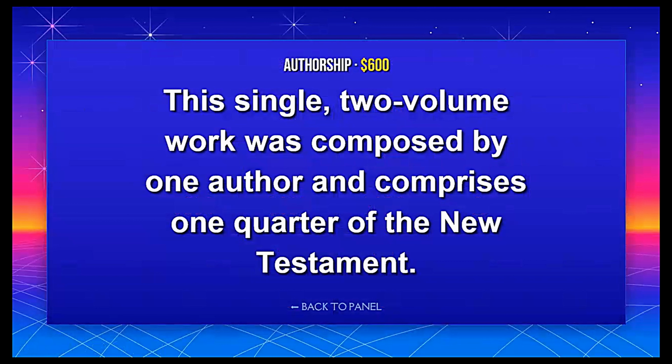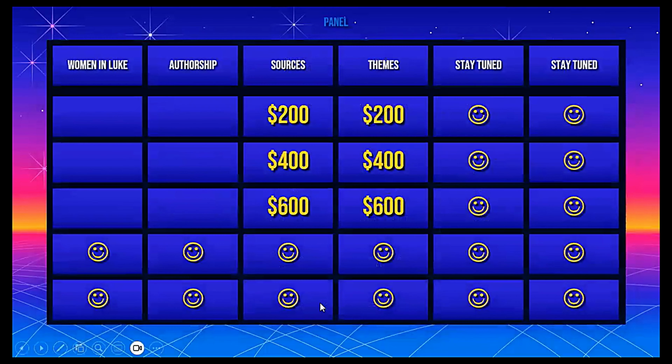Authorship for 600. This single two-volume work was composed by one author and comprises one quarter of the New Testament. And of course, that is Luke-Acts. In those first four verses I just read to you, he establishes that it is written to someone named Theophilus. And if you go over to Acts, first chapter, first verse: "In the first book, O Theophilus, I have dealt with all that Jesus began to do and teach." So Acts is the second volume of this two-volume series written by the same author. Traditionally, we believe that is Luke, the physician who traveled with Paul, and it's written to the same person, Theophilus. And it is one quarter of the New Testament.